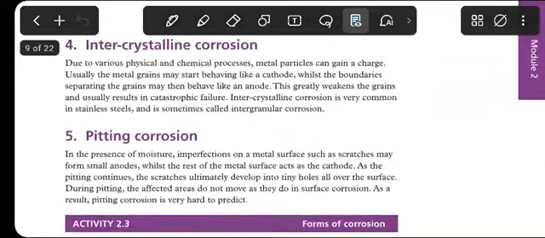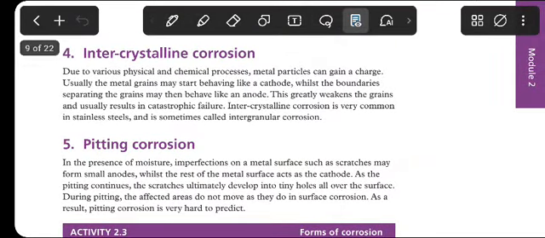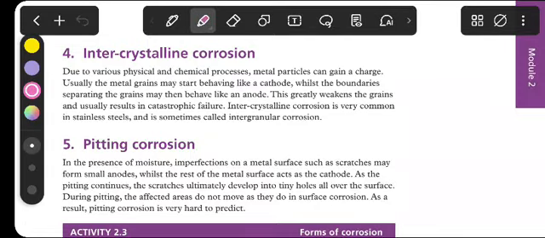Then here we have intercrystalline corrosion. Let's check this one now. Due to various physical and chemical processes, metal particles can gain a charge.